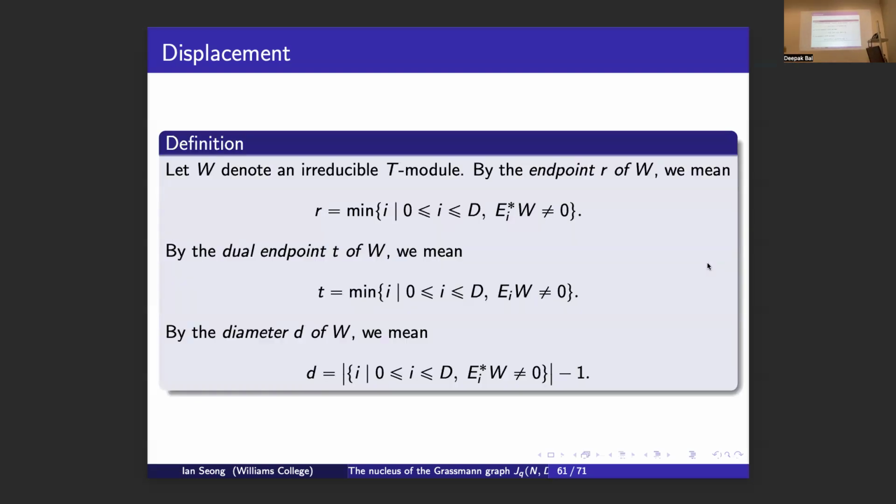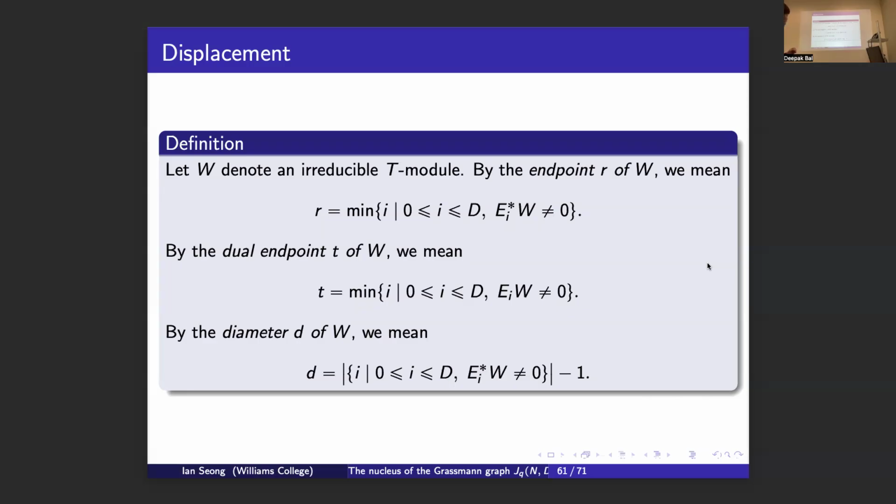Okay, but now we start to give parameters for the irreducible T modules. Just like how we have for the irreducible H modules, we have parameters for irreducible T modules. So if W is an irreducible T module, we say W has an endpoint R, which is the minimal value of I such that EI star W is non-zero. And then the dual endpoint T is the minimal index I such that EI W is non-zero. And the diameter is the number of I's where EI star W is non-zero, minus 1.